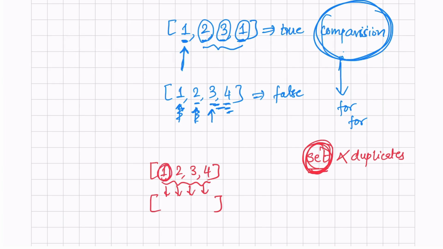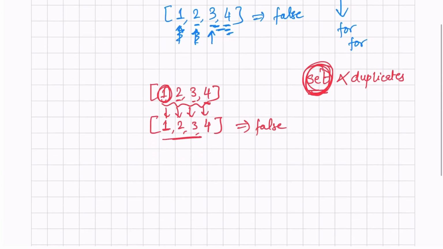So we start from 1, right? 1 is not present in the set, so we add it to the set. Look at 2, not present, we add it to the set. Look at 3, not present, we add it to the set. 4, not present, we add it to the set, right? No duplicates found. The answer is false. Correct.